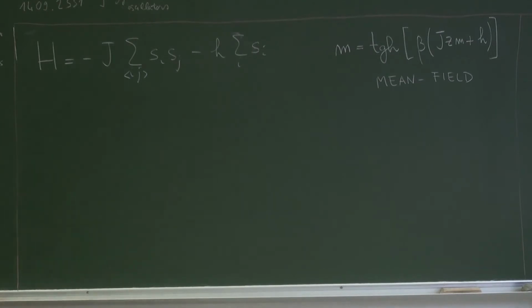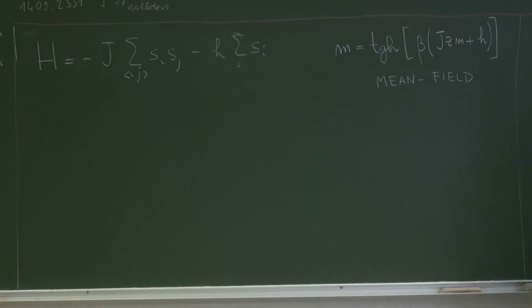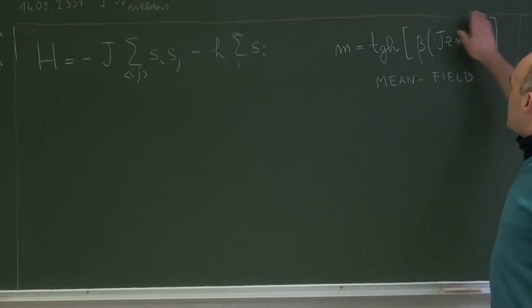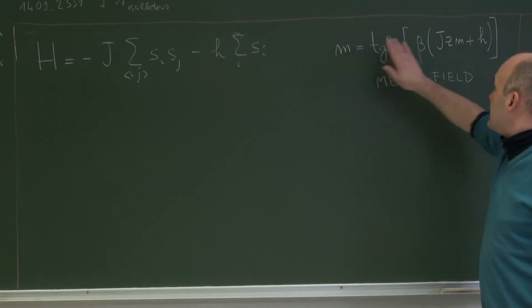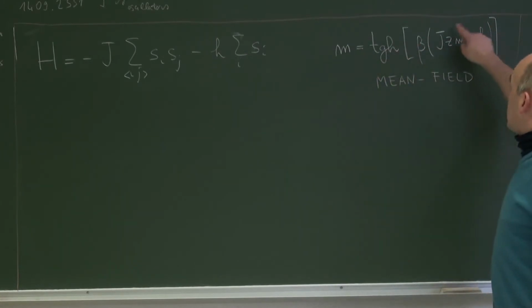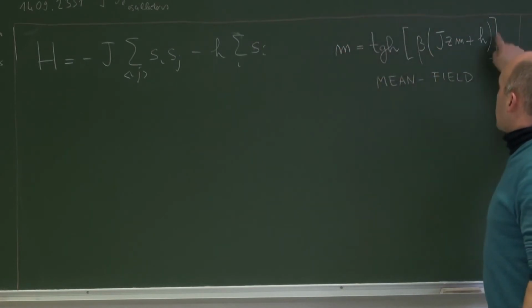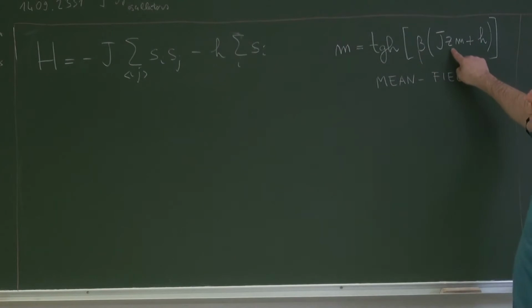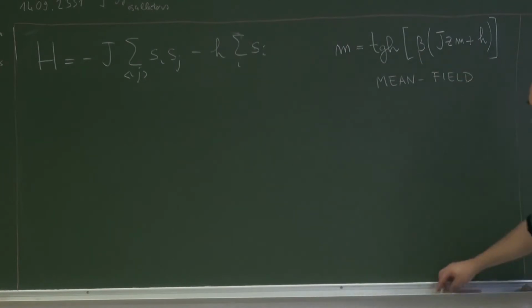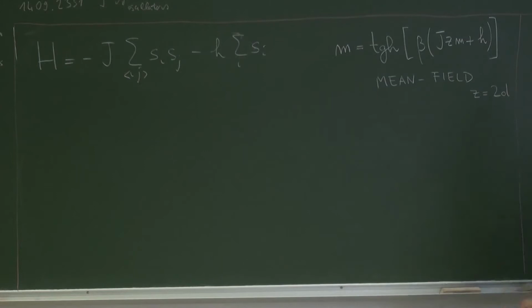Okay, now we continue with the third part. So the scope of the previous two parts is to derive this final result, which says that the magnetization is linked to the magnetic field through this and temperature through this implicit relation. You remember z is the number of nearest neighbors. So we recall here the small z is 2 times the dimensionality of the system.